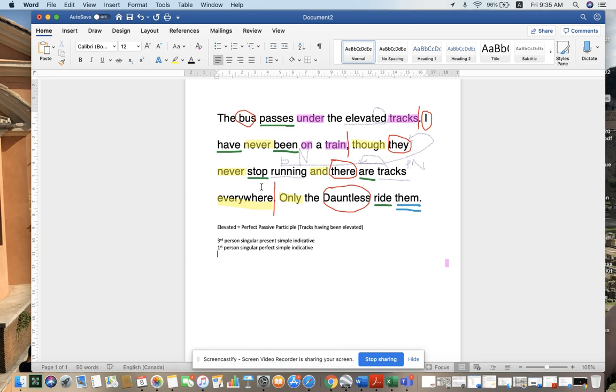Okay, next, they never stop. Okay, we take this as a past, or it has a past feel, doesn't it? Because of never, but it isn't. If you just read they stop, you get the actual tense. So third person plural, and it's present simple indicative. Awesome. The impersonal verb construction, there are, still applies. The same thing. There is just a simple third person. Okay, it is singular because it's one there, and present simple indicative.